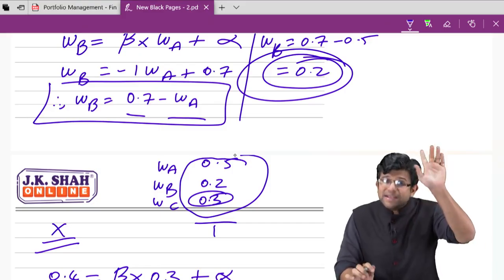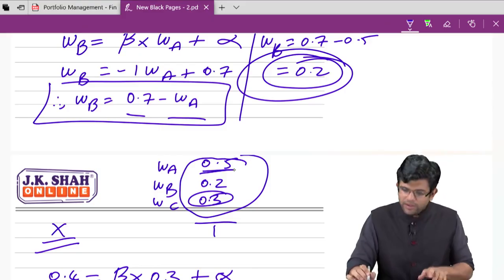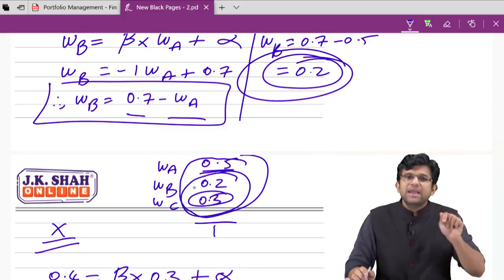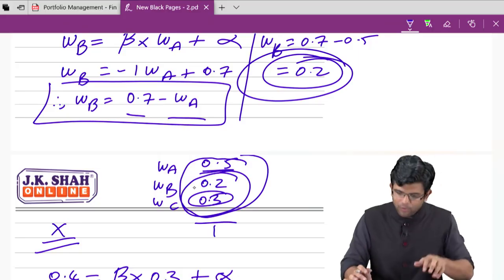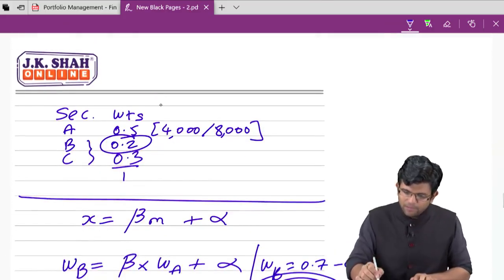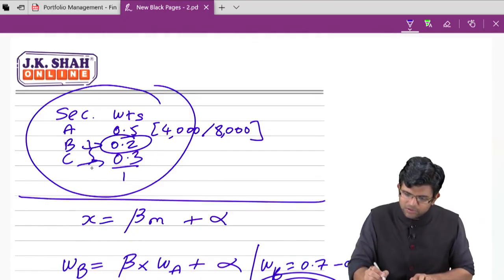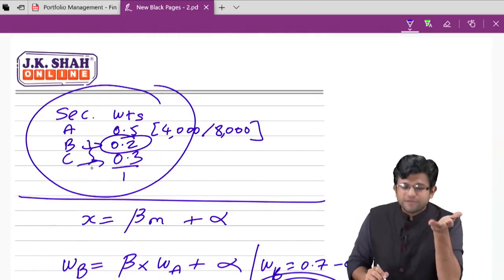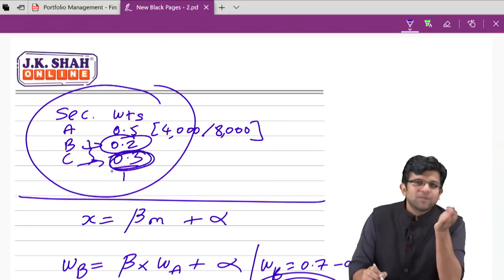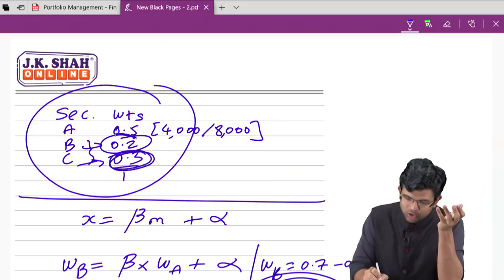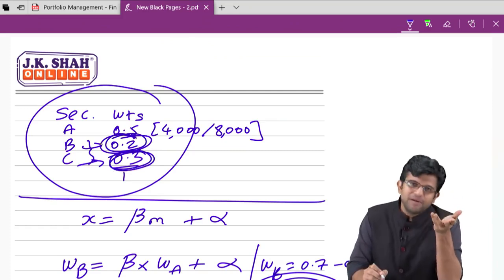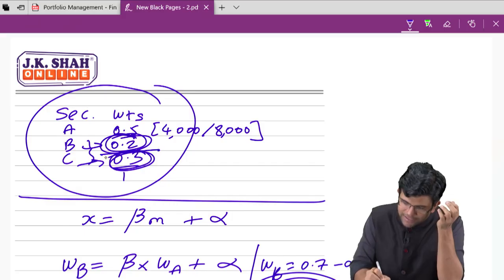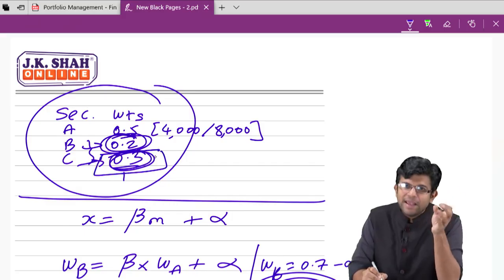If you have already decided to put 0.5 in WA, therefore the balance amount should be allocated between WB and WC in the ratio of 0.2 and 0.3. Students, I'm very sure you remember we had got that WB and WC 0.2 and 0.3 earlier only by understanding that weight of C is fixed at 0.3. So the weight of B has to be the balancing figure, that is 0.2. Also, you can see this.